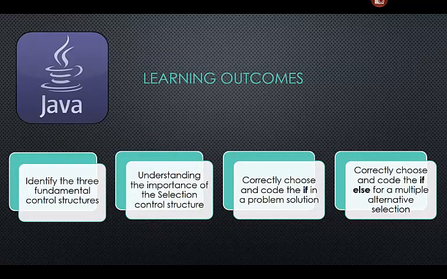Here are our learning outcomes for this week's topics. Identify the three fundamental control structures. We want to understand the importance of the selection control structure and correctly choose and code the if in a problem solution. We want to be able to correctly choose and code the if-else for a multiple alternative selection.